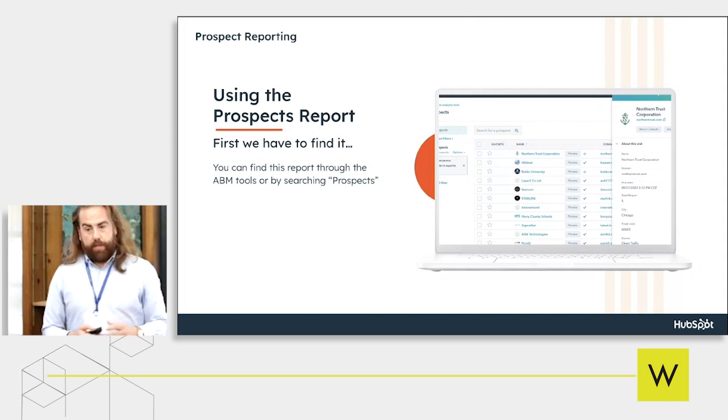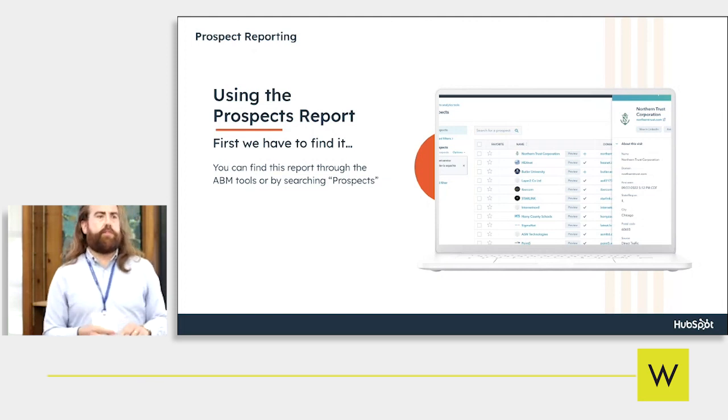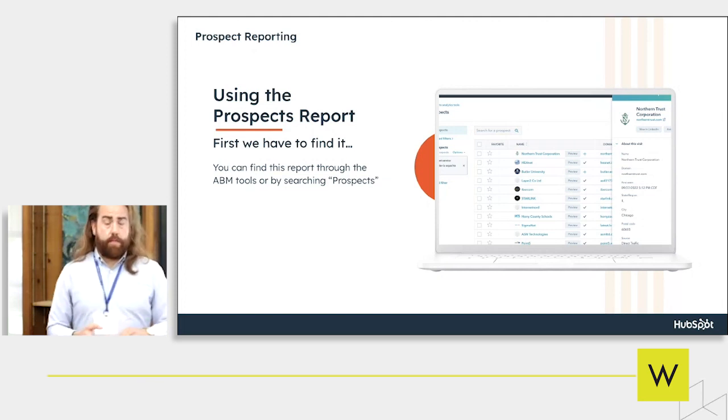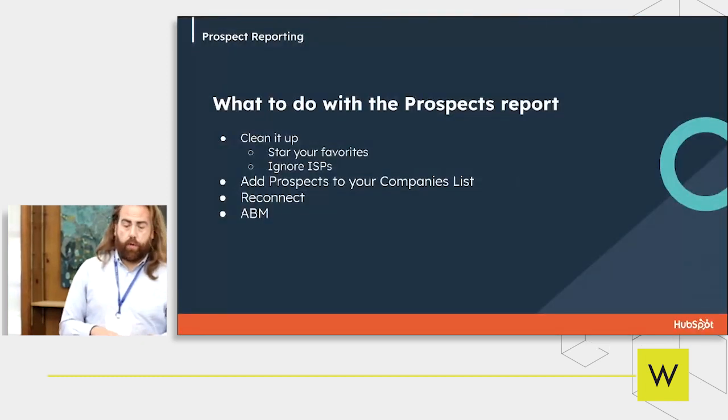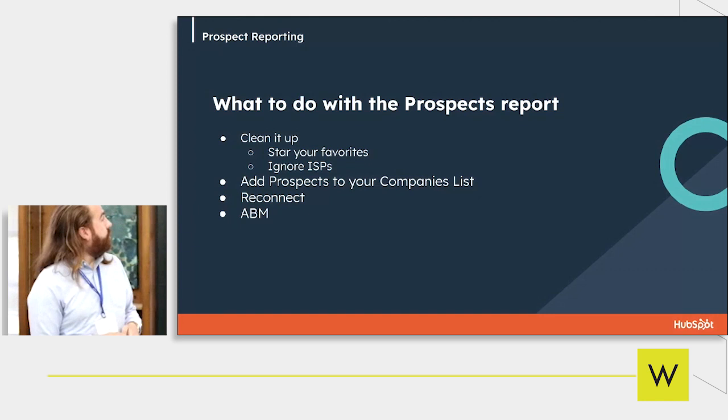So for the longest time, that was pretty reliable. People were in their office visiting a vendor that they might need from their office computer. But now so many of us work from home that IP information is definitely something that we want to consider and reconsider. So a few things that you want to do with the prospects report, we'll get into what to do with it here. First of all, you need to clean this thing up.